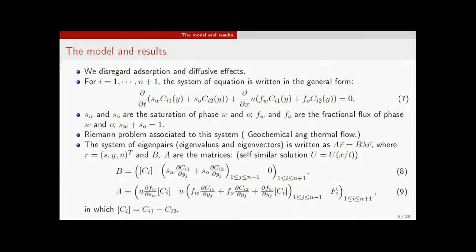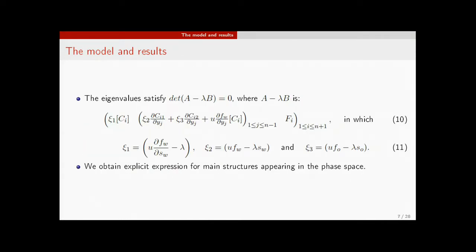One particularity is that the Jacobian has 0 in the column, and this structure of the product of chemical with saturation and flow allows us to obtain a special kind of eigenvalue matrix. This special kind allowed us to take explicit expressions for the main structures that we need to solve the Riemann problems.